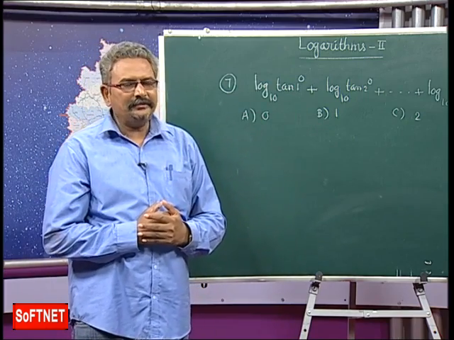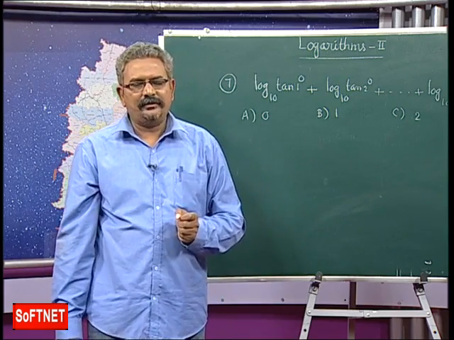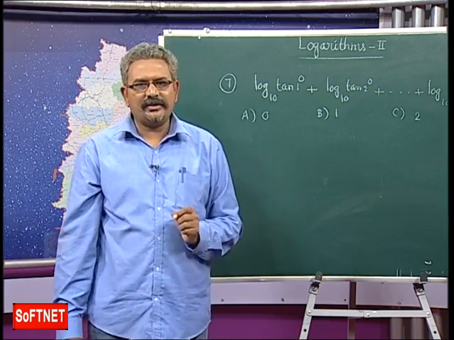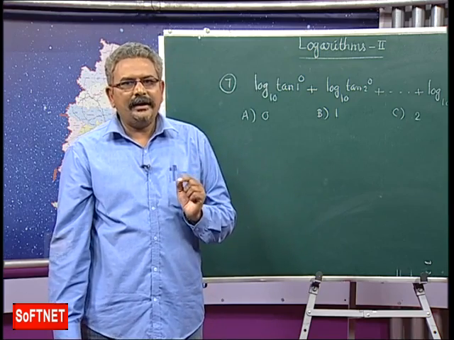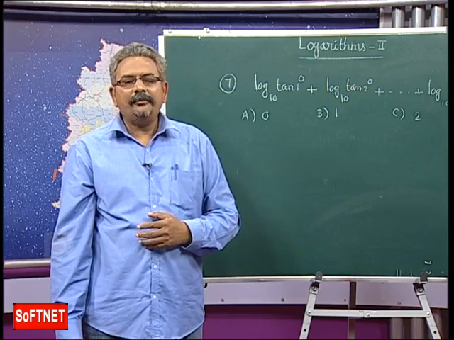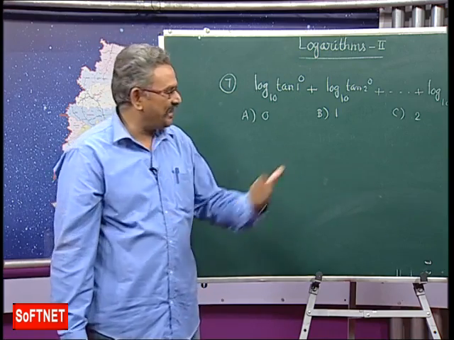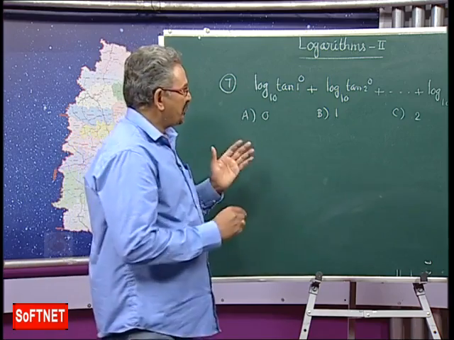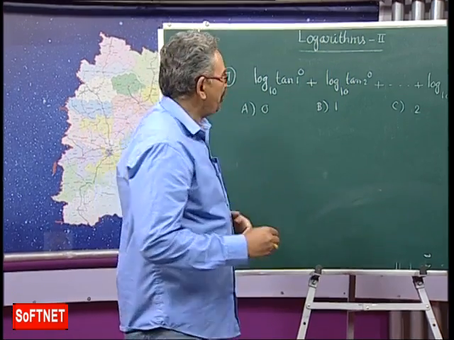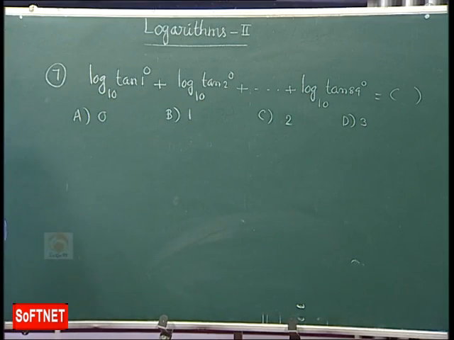Now here we have one concept in trigonometry, that is the basic trigonometric functions. Tan A into tan B is equal to 1 provided A plus B is equal to 90 degrees. So, that concept is enough to crack this problem. First of all, by using properties of the logarithms, this can be written as a single logarithm first.